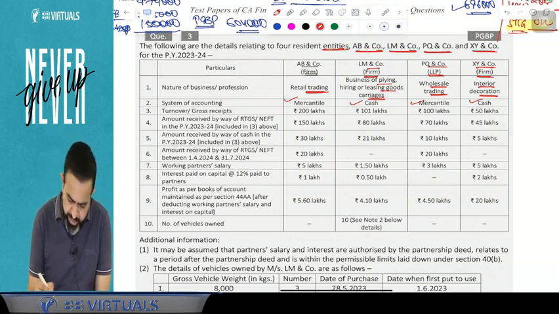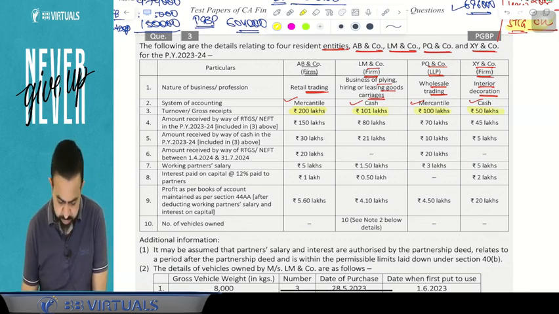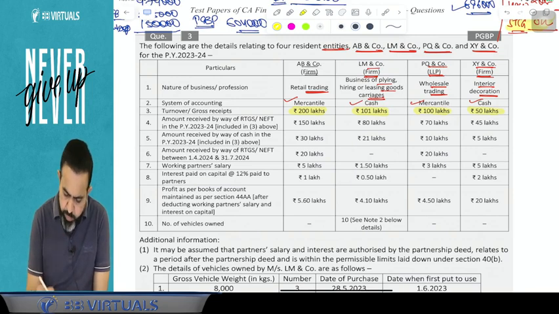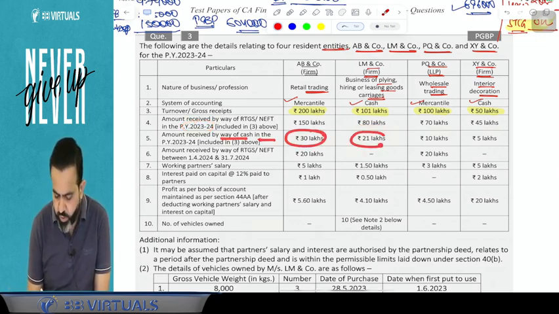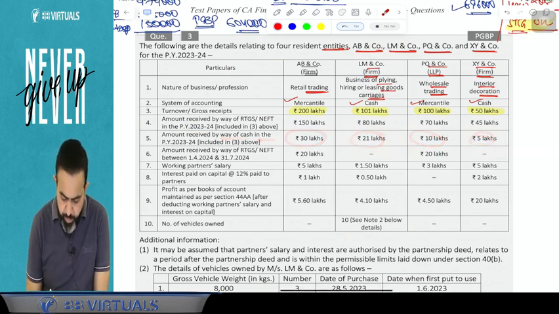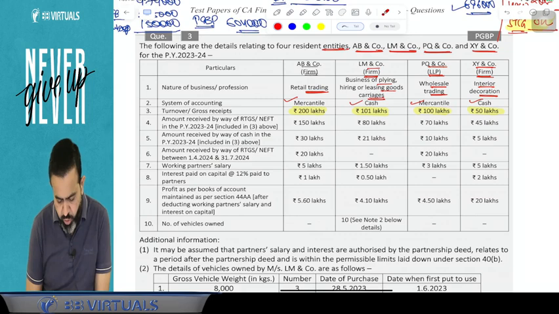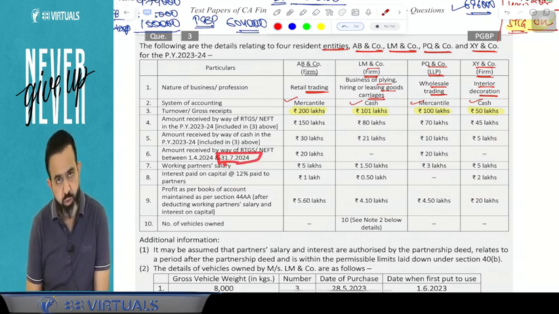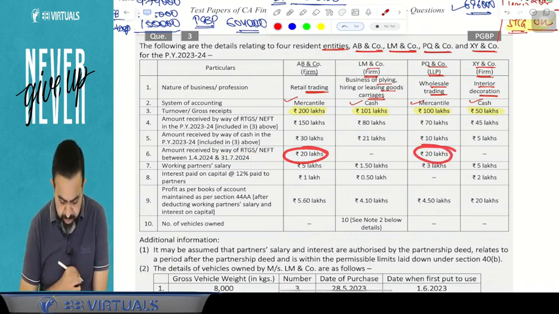Here their turnover and gross receipts are given. Turnover of 200 lakh, 101 lakh, 100 lakh, and 50 lakh is given. Now the amount received by way of RTGS or NEFT in the current year is given. Then the amount received by way of cash in the current year. Then the amount received by RTGS or NEFT till the due date of return filing, because normally the due date of return filing will be 31st July.